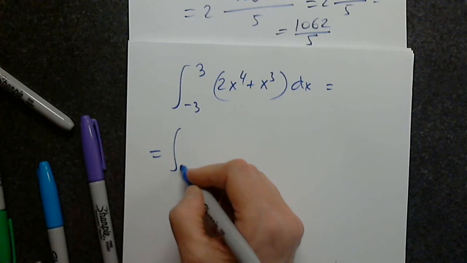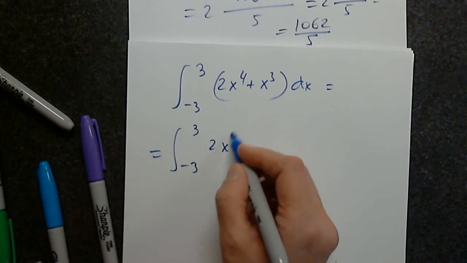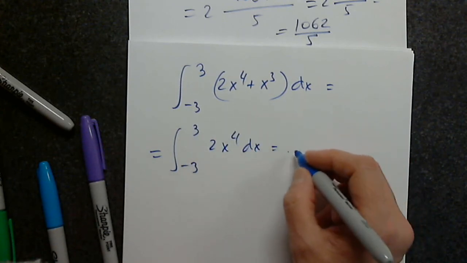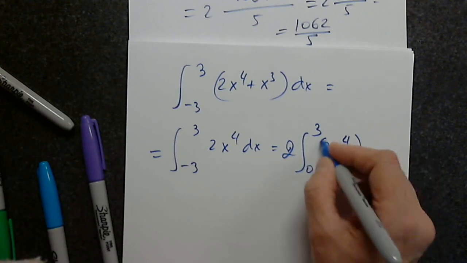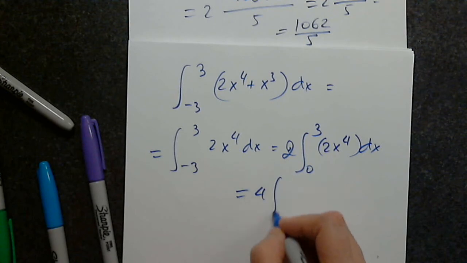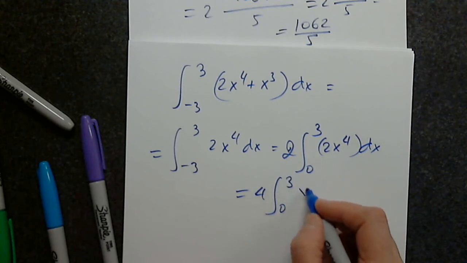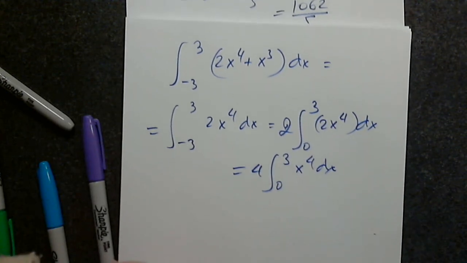So that will turn into the integral from negative 3 to 3 of 2x to the 4th dx. And then you will have still 2 times the integral from 0 to 3 of 2x to the 4th dx. And you will have 4 times the integral from 0 to 3 of x to the 4th dx. Yes. I see now. Very good, yes. Good. Next question.